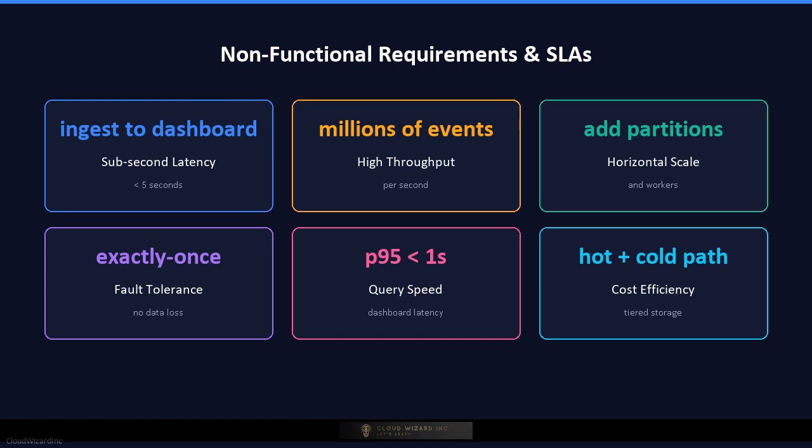The system must be highly available because operational decisions, fraud detection, and revenue optimization run around the clock. It must remain cost-efficient by separating hot and cold storage paths and using approximate algorithms where exact precision is not required. And it must handle late and out-of-order events correctly.